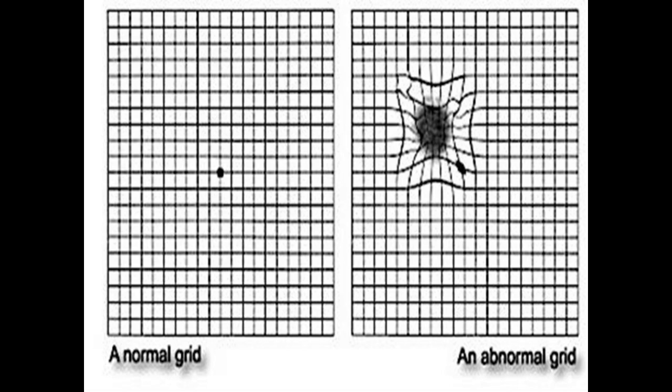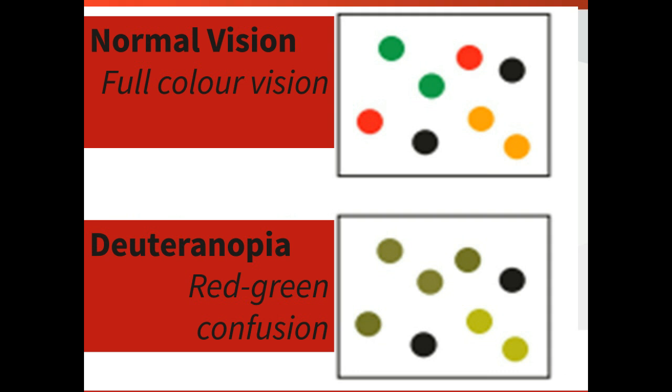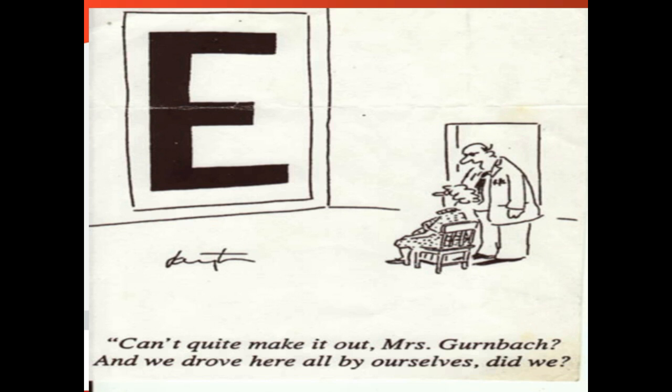Part of your eye's job is to signal colors, and if you have enough damage going on, color vision may be affected. Again, we're trying to get to the point where we don't get the vision loss. Can't quite make it out, Mrs. Gernbach, and we drove here all by ourselves, did we? Hopefully that doesn't happen to any one of us listening or any friends of ours listening.